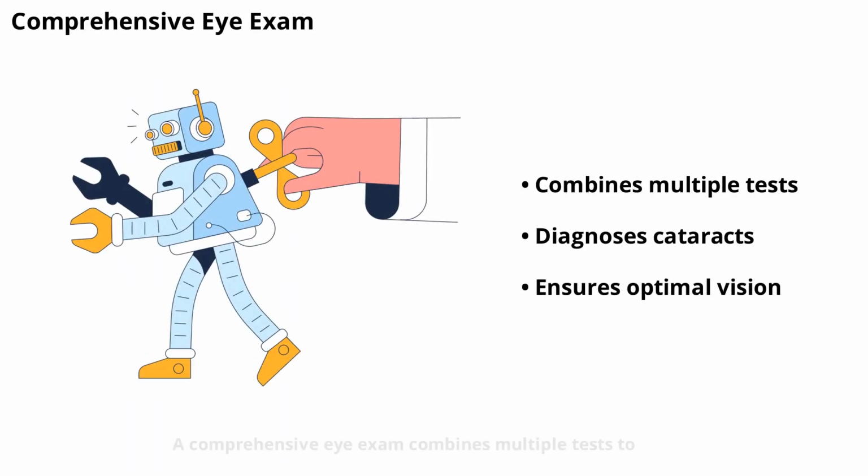A comprehensive eye exam combines multiple tests to evaluate all aspects of vision and eye health. The exam includes visual acuity, slit-lamp, retinal examination, and other specialized tests. Comprehensive exams are essential for diagnosing cataracts, monitoring progression, and planning treatment. Regular comprehensive eye exams ensure optimal vision and support lifelong eye health.